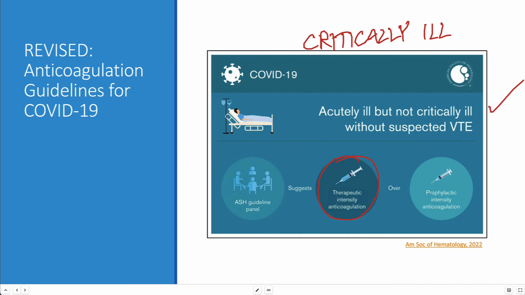And so, why do you think that happened? Well, I think it's reasonable to conclude that those patients were so sick that nothing we did was going to help them, right? And I think that's what most of us believe from reading those studies, that if you're acutely ill but not critically ill, you benefit from therapeutic intensity anticoagulation. That's the best treatment method. If you are critically ill, you did no better, probably because you're too sick to benefit from it.